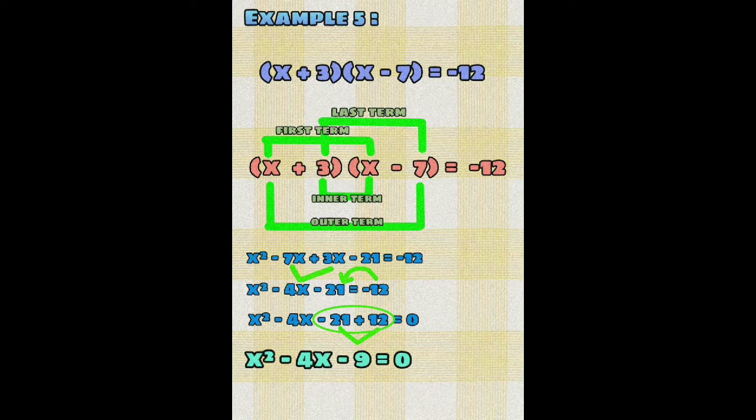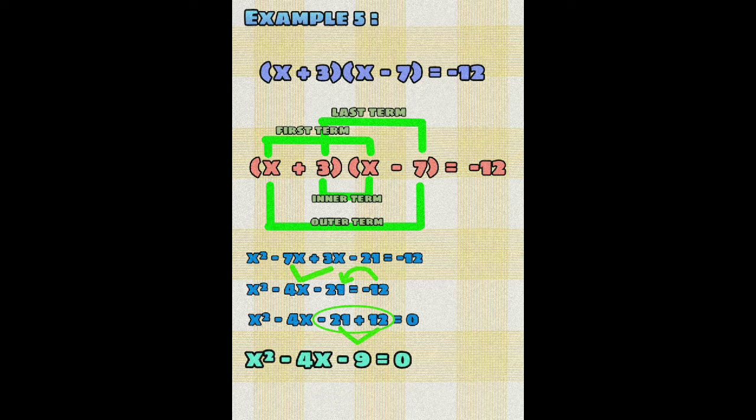For example number 5, quantity x plus 3, quantity x minus 7 is equals to negative 12. Multiply the two binomials using the FOIL method and combine like terms whenever necessary. Remember, the FOIL meaning is F stands for first terms, O stands for outer terms, I stands for inner terms, and L is last terms. So, sa first term naman, x times x is equals to x squared. Isunod naman yung outer term, x times negative 7 is equals to negative 7x.